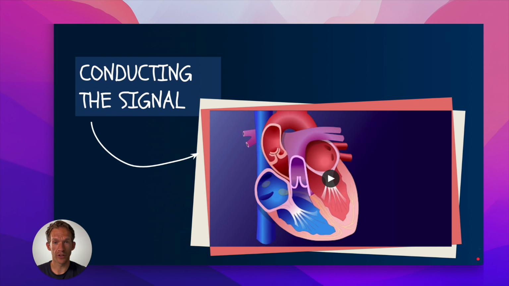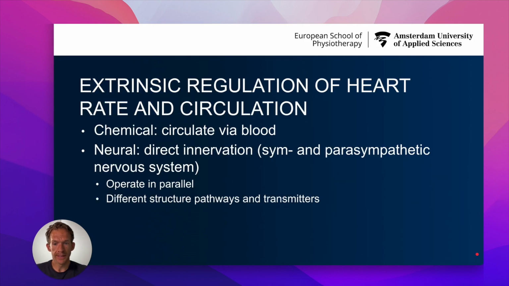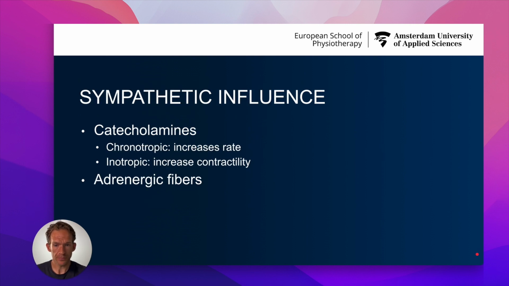All right, so here you can nicely see how the different parts of the heart contract in unison, but definitely in a certain particular order in order for the heart to function as an efficient pump. So again, how is this all regulated? Well, we have some chemicals in the blood, epinephrine, for example. We have some neural input, and they basically operate in parallel to make sure that we have the best regulation possible, depending on the different conditions.